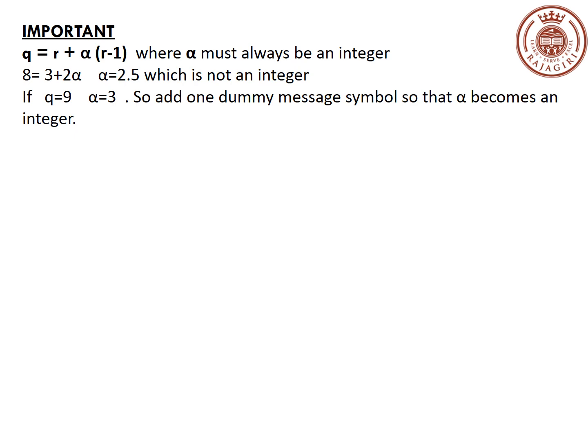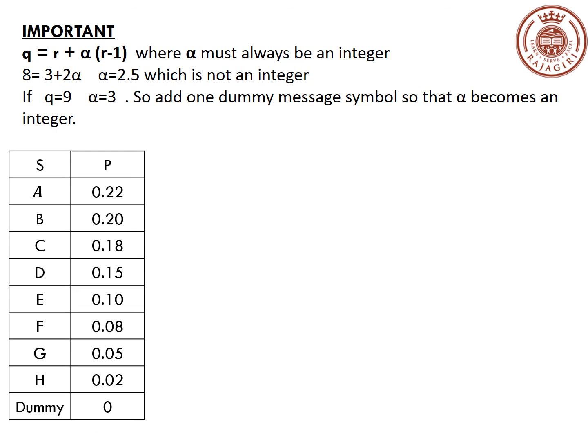So before starting to do the coding, please make sure your alpha is an integer. So you will have to increase the number of symbols by 1, and then you proceed till you get alpha as an integer. So the number of symbols, if I increase it to 9 from 8, you can see that 9 minus 3 is 6, 6 by 2, I get alpha is equal to 3. So before actually starting to do the Huffman coding, add one dummy message symbol so that your alpha becomes an integer. Okay, now let's look at the table.